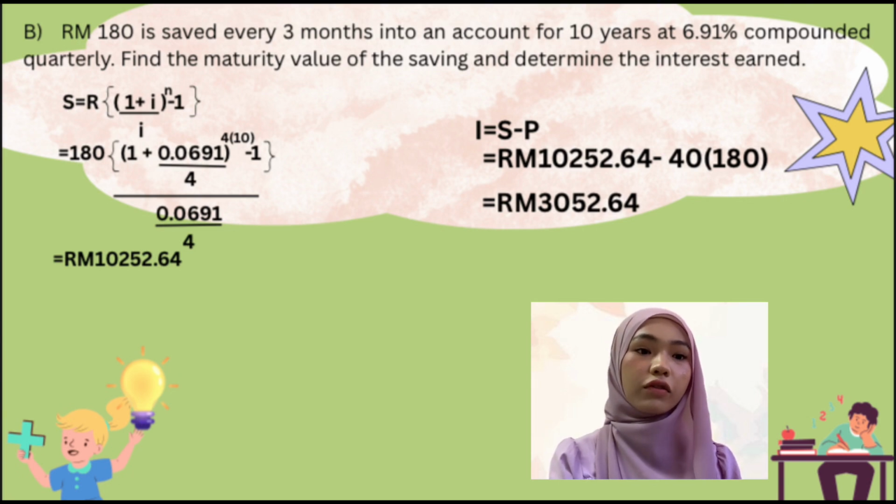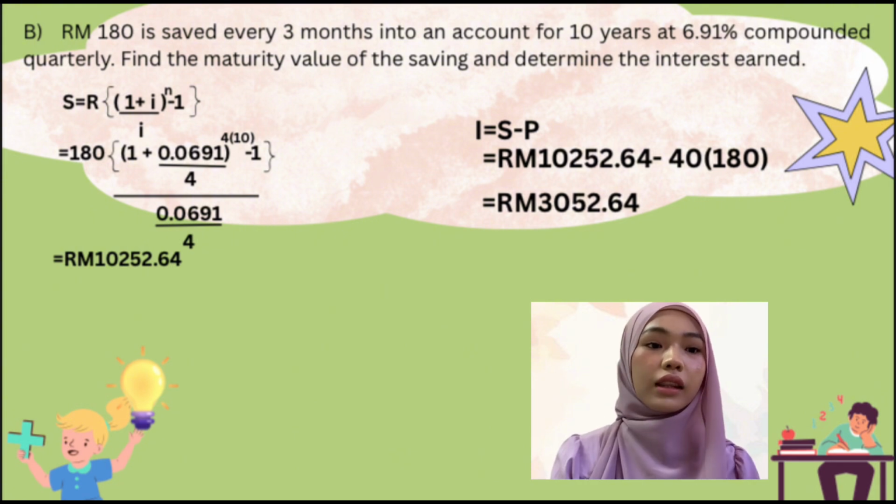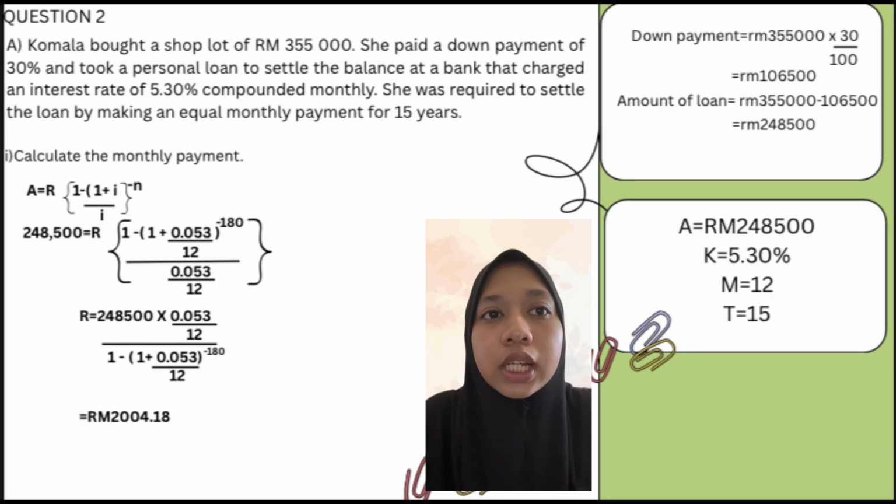So the answer is 10,252.64. So we have to find the interest. The formula of interest is I equal to S minus P. So 10,252.64 minus 118 bracket 14. So the final answer is 3,052.64.